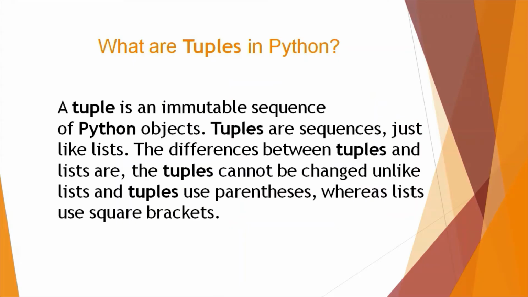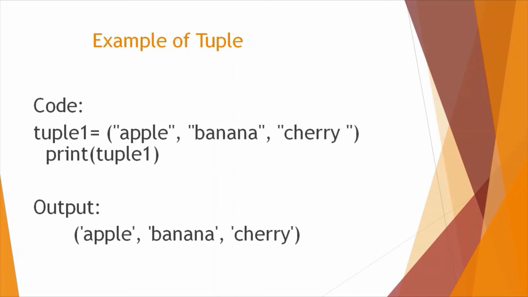So what are tuples in Python? A tuple is an immutable sequence of Python objects. Tuples are sequences just like lists. The difference between tuples and lists is that tuples cannot be changed, and tuples use parentheses, whereas a list uses square brackets. Here is an example of a tuple. I have written the code tuple1 equals apple, banana, cherry, and here these are the parentheses for tuples, and if you print it, you will get the output as apple, banana and cherry.